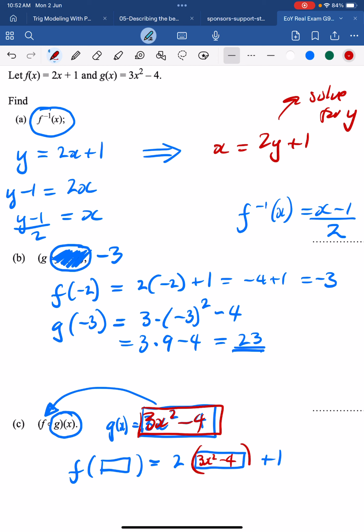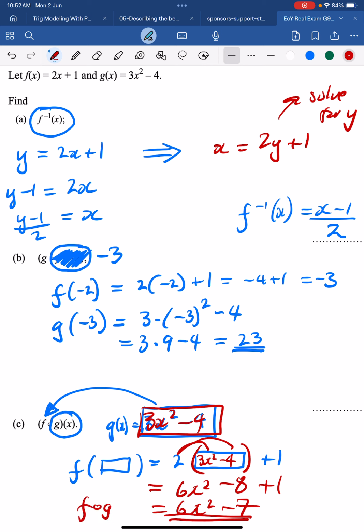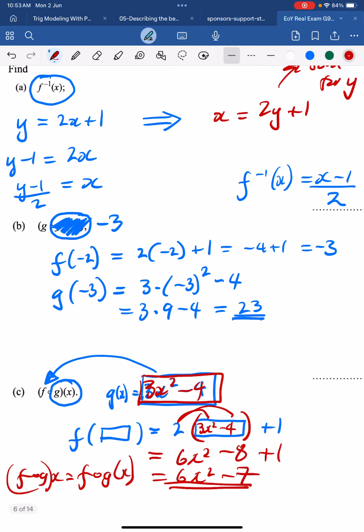Now technically that'll be a bracket. We can expand: 6x squared minus 8 and then plus 1, which is 6x squared minus 7. So the composition function f of g of x is this.